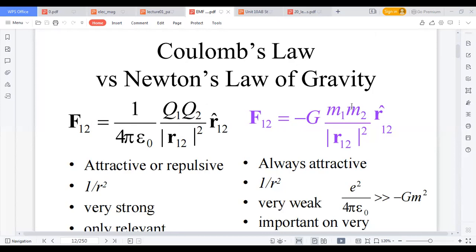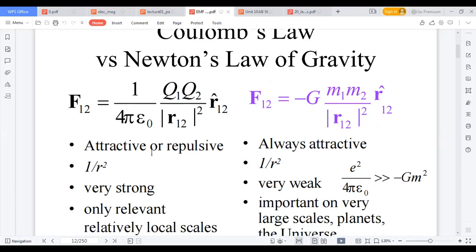And for gravity, if the mass of Q1 is m1 and the mass of Q2 is m2, then capital G is the universal constant of gravitation, and we get the gravitational force. There are many differences between these two forces. First of all, attractive or repulsive: Coulomb's law is attractive for opposite charges and repulsive for equal or like charges, and we have to remember that the gravitational force is always attractive. Both go as 1 by r square, inversely proportional to the square of the distance.